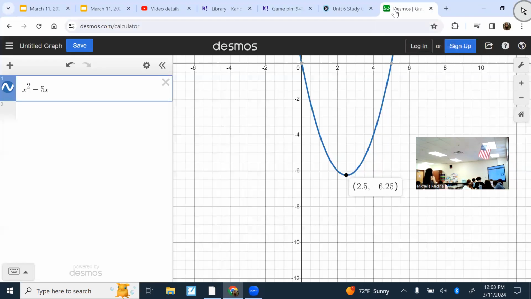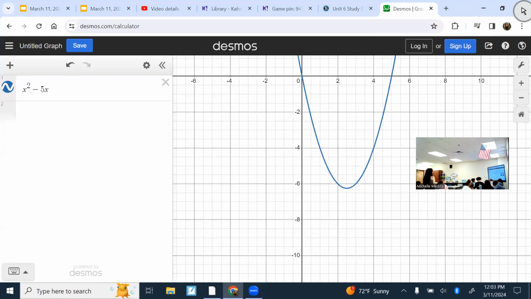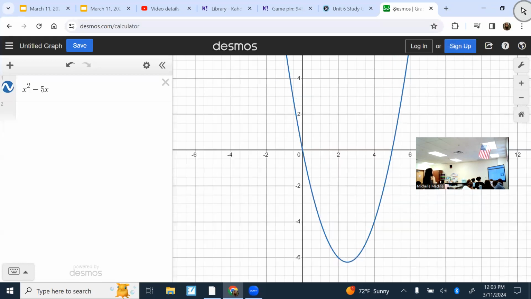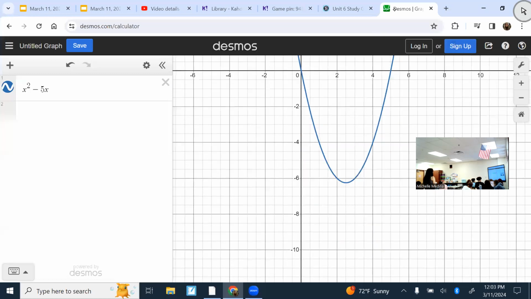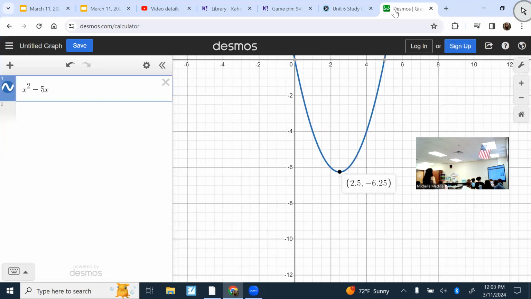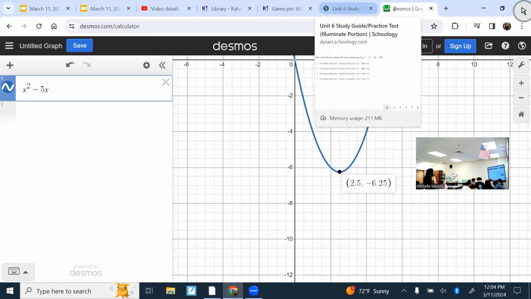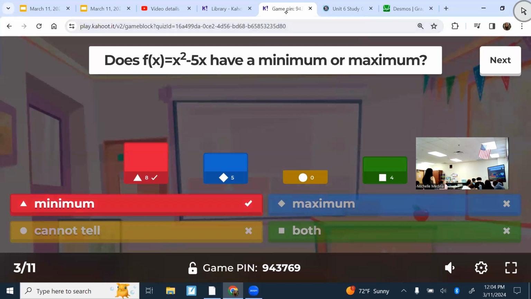The way that you can tell is by typing it into Desmos, or there's other ways too. But x squared minus 5x, is this my lowest point of my graph or my highest point of my graph? What would you say? So that's why it's my minimum. Maximum would be my highest point of the graph. So relating to your vertex. Questions on that? Yeah.